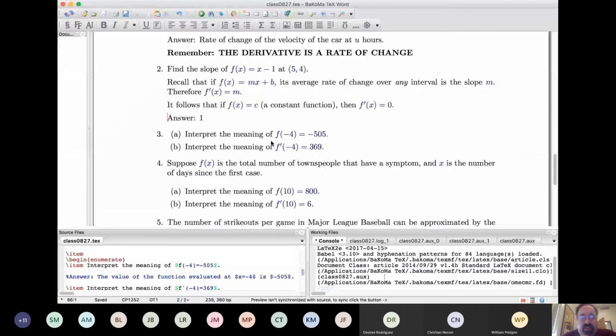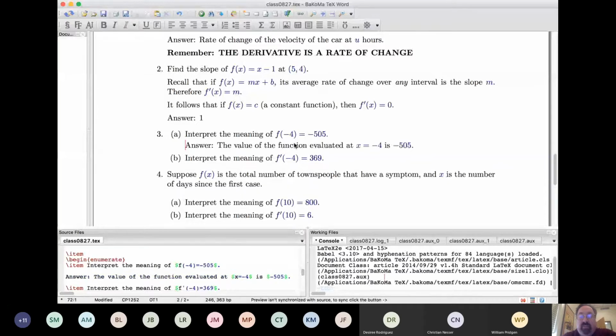Now, certain questions that you'll see ask for interpreting statements involving a function and its derivative. This is where you remember the derivative is a rate of change. So this statement says that f, not its derivative, just plain old f, at this x value of minus 4 is equal to minus 505. That's just the value of a function.